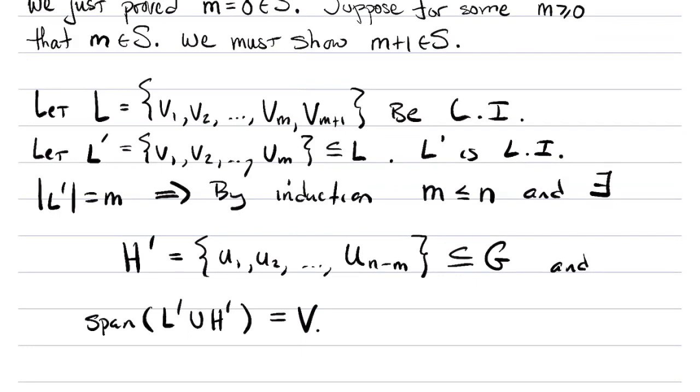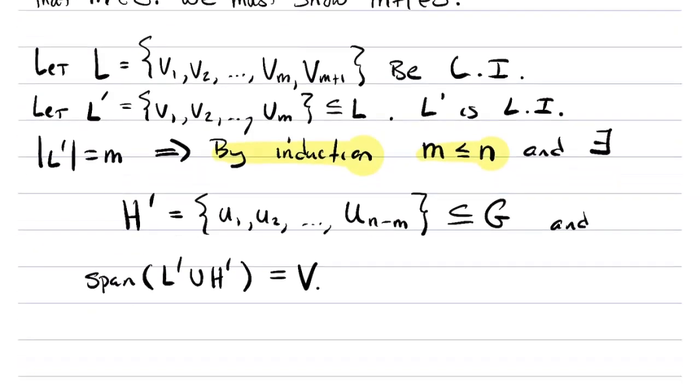That's because m belongs to S. That's by our induction hypothesis. So m belongs to S, and these two things are true: m is less than or equal to n, and there's a subset of size n minus m whose union with L prime spans, is still V. Well, we know one element of V is this V(m+1).